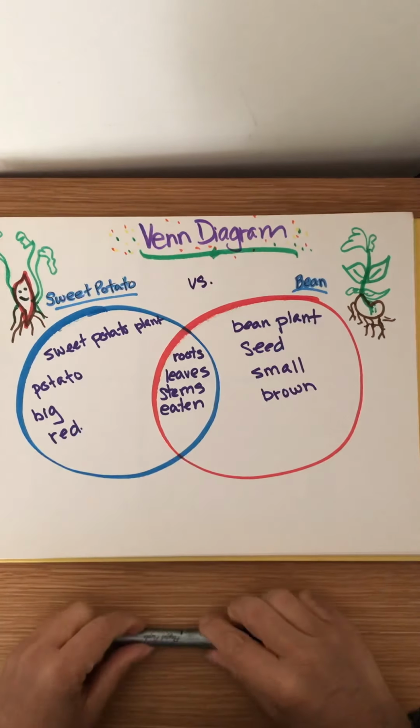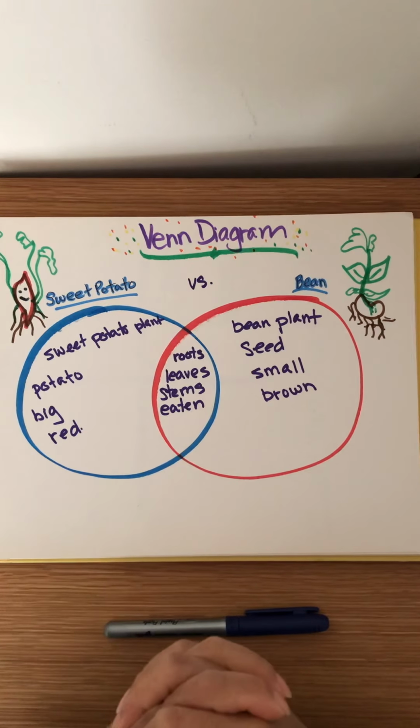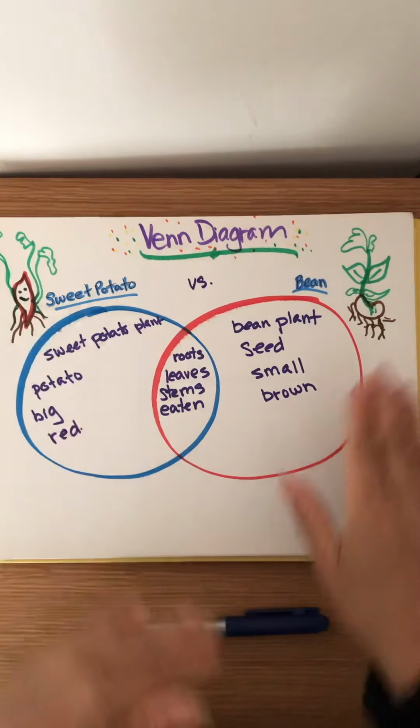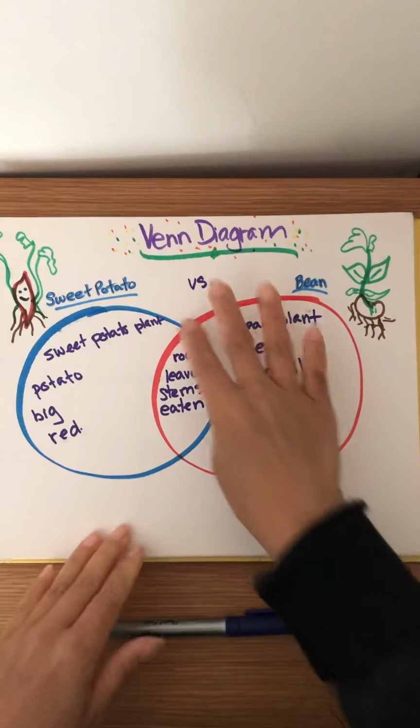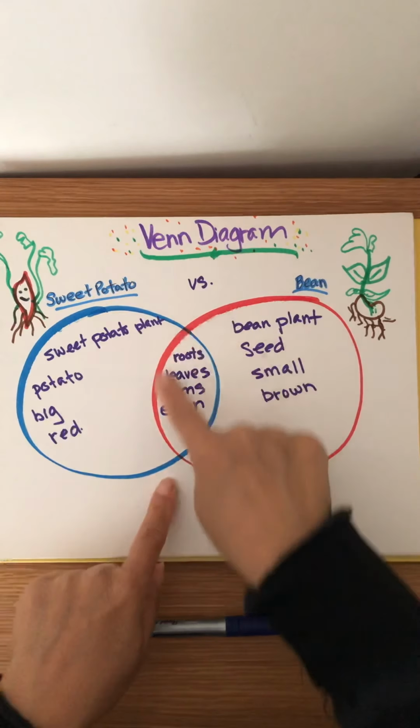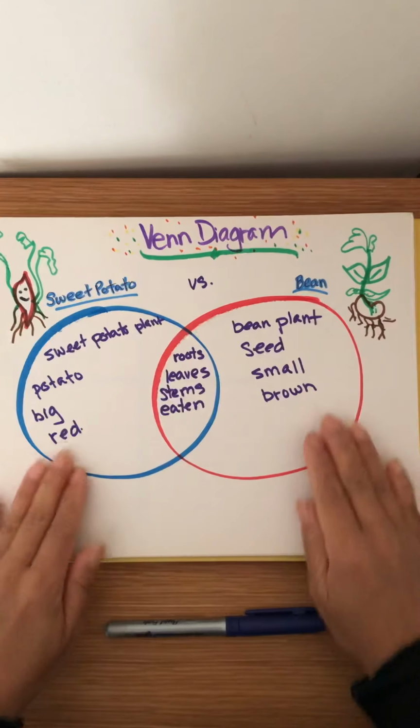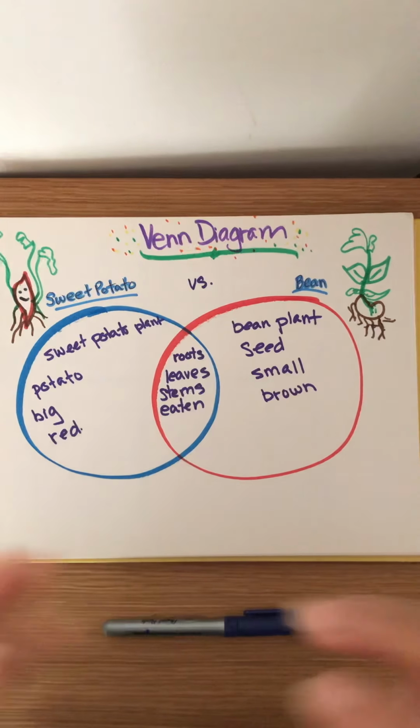Okay, boys and girls? So you're going to be doing your own Venn diagram with a bee and an ant. You're going to tell me what they share that's the same, and then you're going to tell me what is different. Okay? So have fun with this.